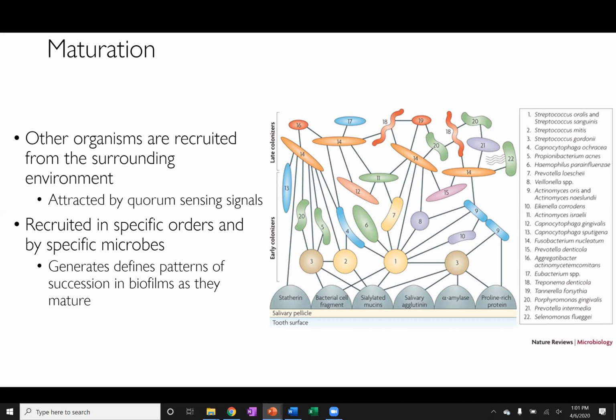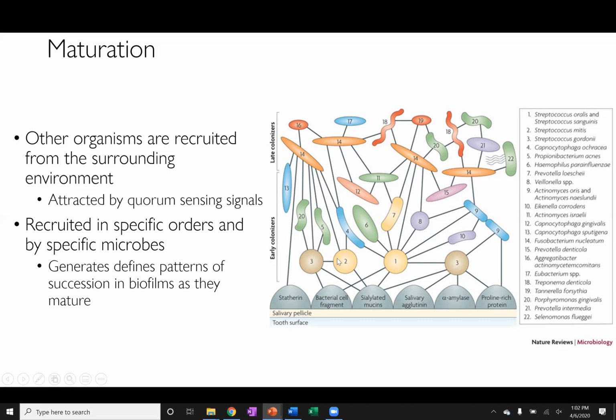And if you're trying to recruit, say, another streptococcus to your biofilm, you can use something that's specific to streptococcus. However, if you're thinking about trying to recruit something from a potentially different phylum, like say the spirochete right here, you need to use one of those much more broad reaching AHL autoinducers to recruit other microbes to them. Microbes are typically recruited in specific orders, and they're recruited by specific microbes.